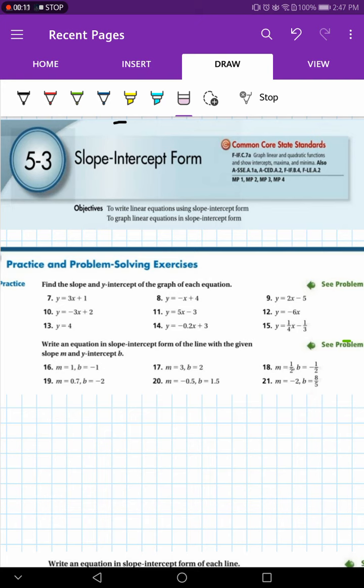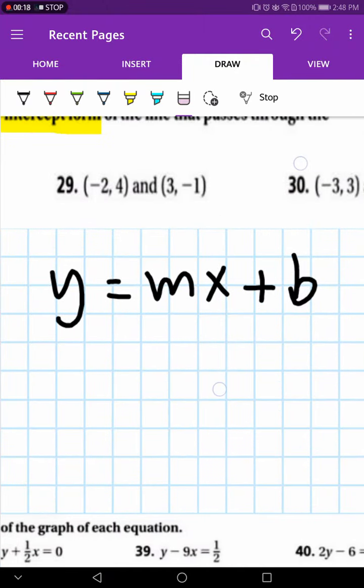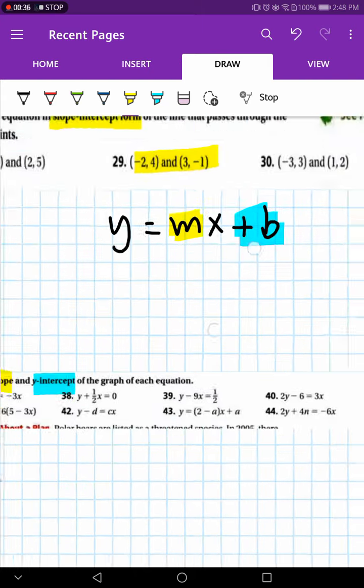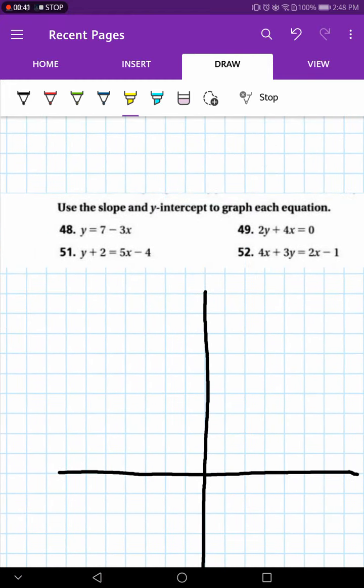Part 3, slope-intercept form. Remember, my boys, this is the slope y-intercept form. Our lesson is how to use this linear equation to write the equation from two ordered pairs, for example, or from the graph. We did many exercises in part 1 and in part 2.